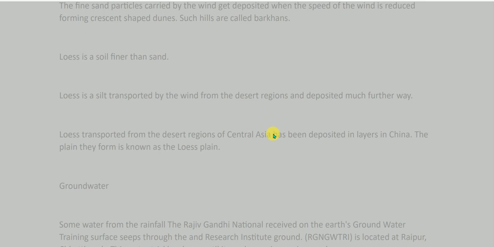Barkhan. The fine sand particles carried by the wind get deposited when the speed of the wind is reduced, forming crescent-shaped dunes. Such hills are called barkhans.